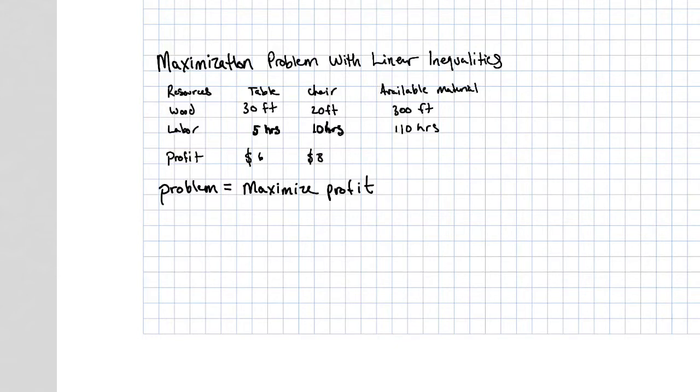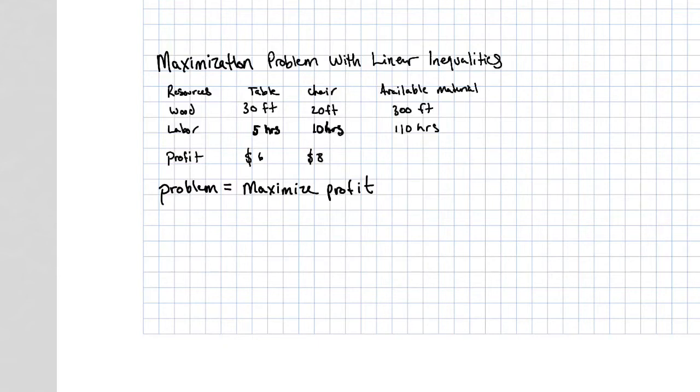Now these resources are limited. What I mean by that is the available material. Let's say you only have 300 feet of wood available, 300 feet of board, and 110 hours of labor available. That's all you got. If you're going to make a chair, it's going to require 20 feet of wood and 10 hours of labor. If you're going to make a table, it's going to require 30 feet of wood and 5 hours of labor.